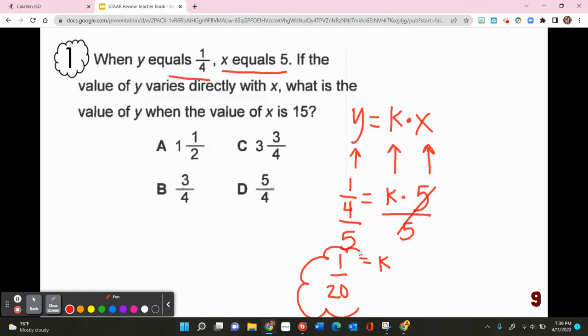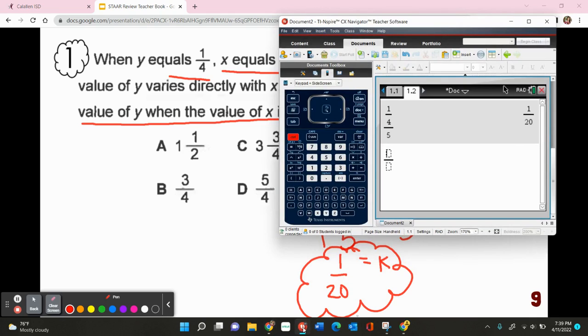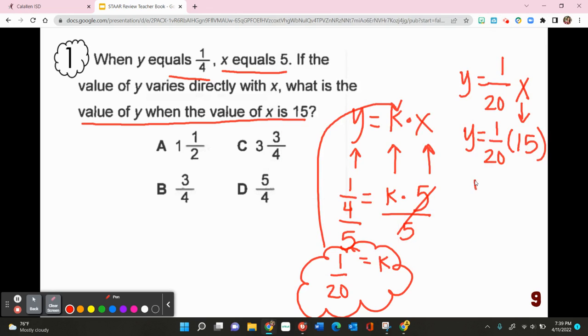Now, I'm going to plug this back into the problem up here, which is y equals 1 over 20x. So now I want to know what is the value of y when the value of x is 15. So now all I'm going to do is substitute x with 15 in my problem. So here this now becomes y equals 1 over 20, and I'm going to substitute x with 15. So now opening up my calculator, control divide, 1 on top, 20 on the bottom, times 15. And I get 3 over 4. So here y equals 3 over 4, and my answer is B.